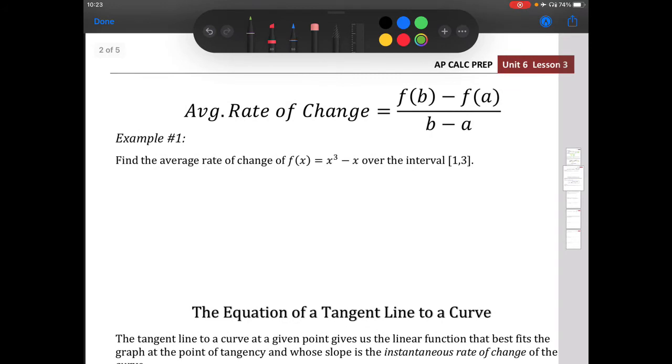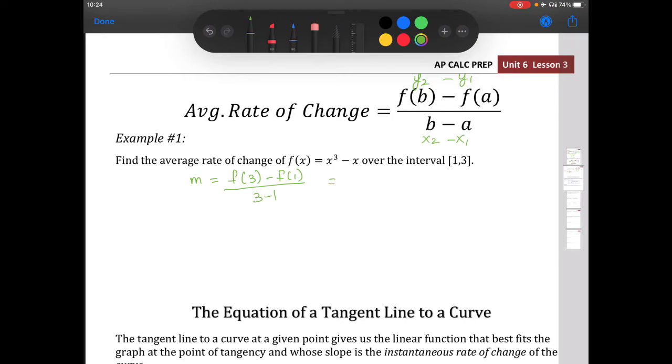So average rate of change is the same thing. F of b minus f of a over b minus a is y2 minus y1 over x2 minus x1. It's the same thing, but now we're writing it in function notation. So that's your formula. It says find the average rate of change of f of x over the interval. The interval will always be mentioned to you. Average rate of change is basically your slope. So it's going to be f of 3 minus f of 1 over 3 minus 1. So substitute that in.